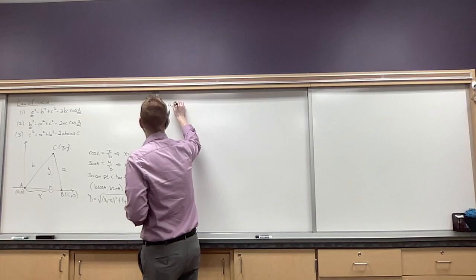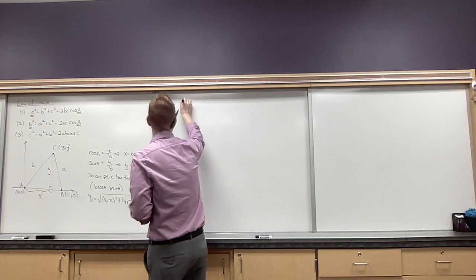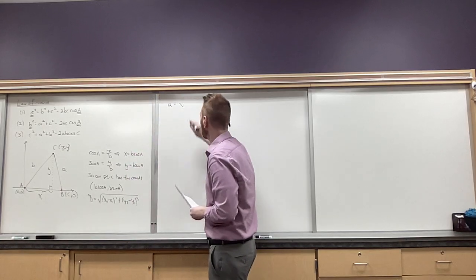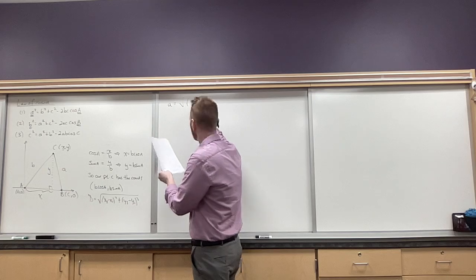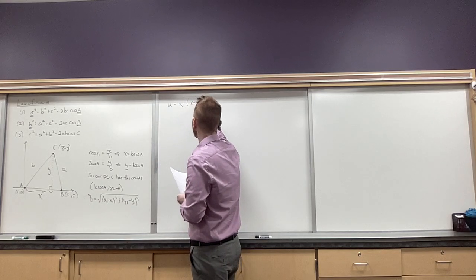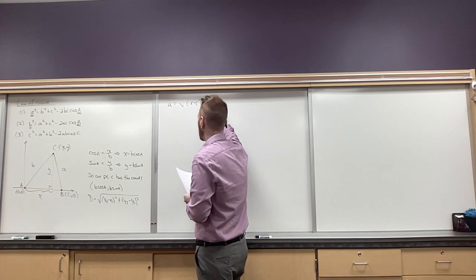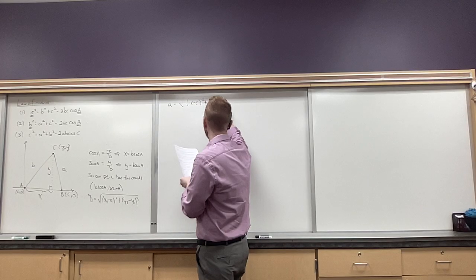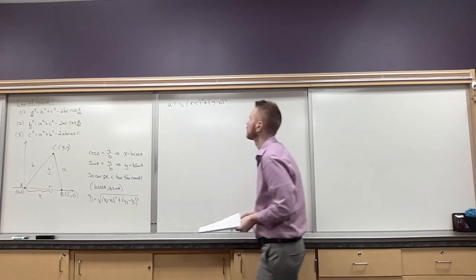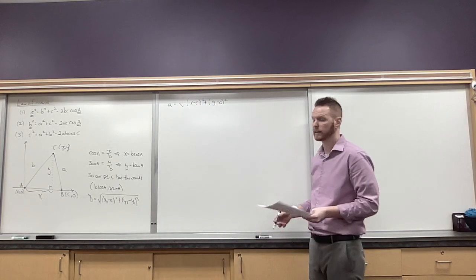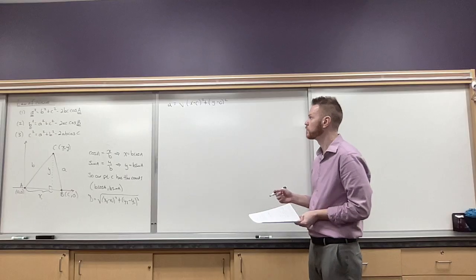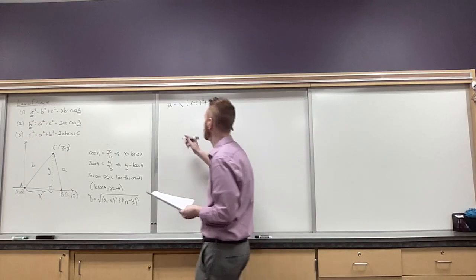So distance would be a is equal to the square root. And we're going to subtract the x's together, so that's going to be x minus c squared. And we're going to subtract the y's, so it'll be just y minus 0 squared. Okay. Now I'm going to go ahead and plug in what we found x and y to be. So let's go ahead and do that next.